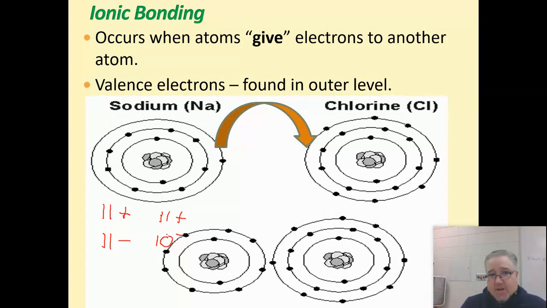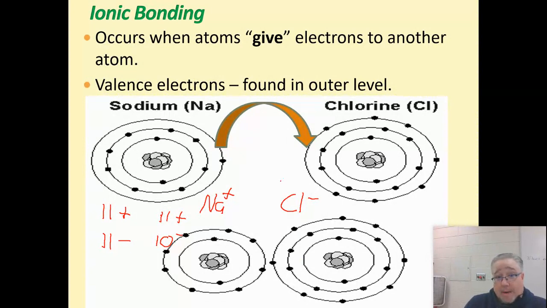So what that's going to do is cause sodium to have an extra positive. It has one more positive than negative. So instead of being a sodium atom, it's going to be a sodium ion. It's going to have a positive charge. Chlorine, on the other hand, is going to be gaining an electron. So if it gains an electron, it's going to become negatively charged.